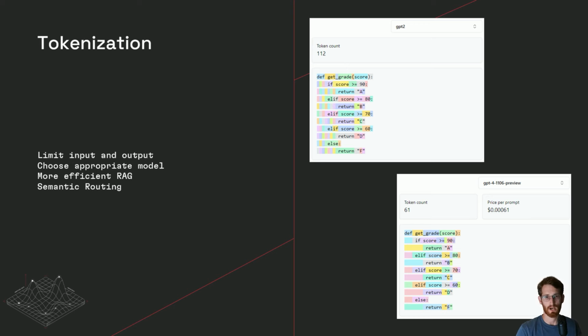Now, there are reasons for that, byte pair encoding, which I won't go into, but generally speaking, the more frequent a word or potential token appears in your training dataset, the fewer tokens it's going to end up being.